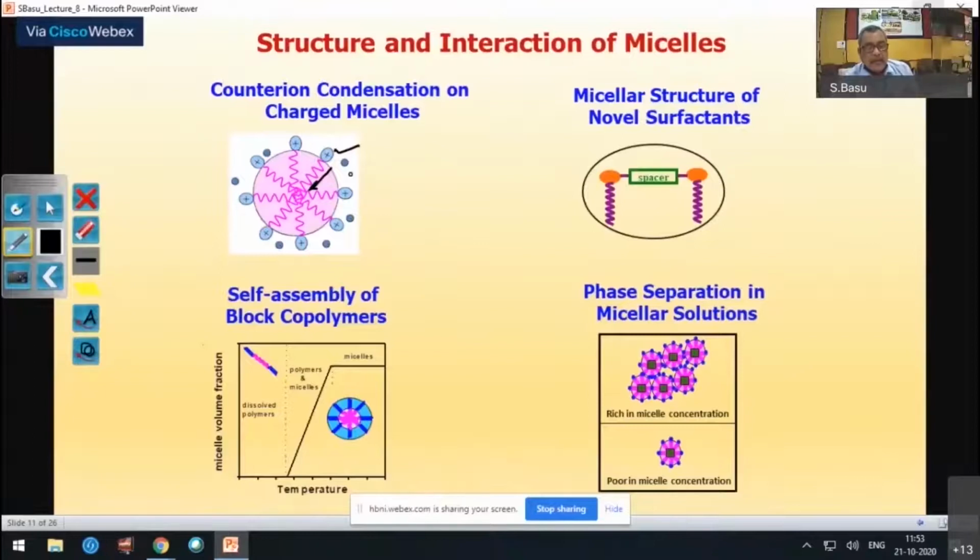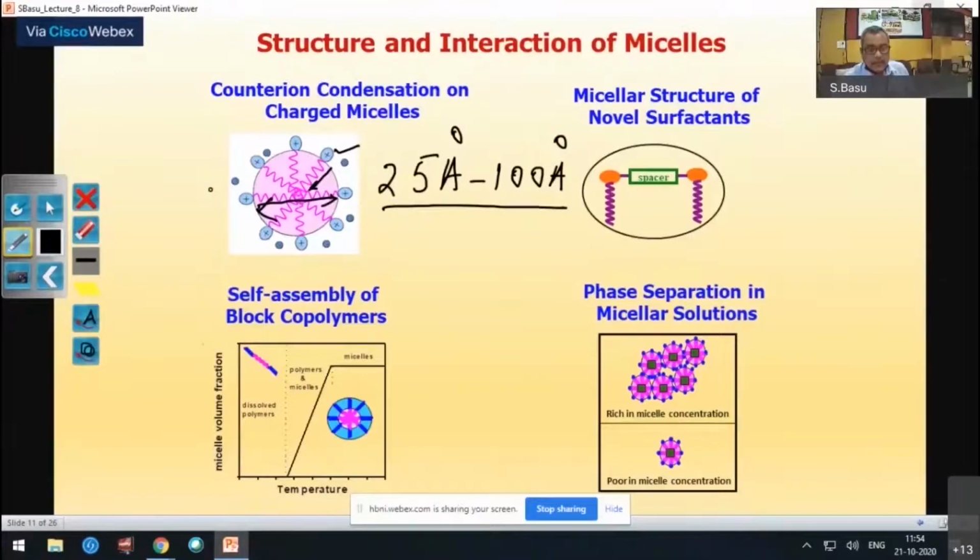Now these micelles are technologically very important material, and it is important to understand the size and structure of these micelles. And in that instrument, a large number of micellar structures were attempted. You can see that this micelle size is typically 25 angstrom to 100 angstrom length scale. So, in this length scale, if you want to probe something, then small angle neutron scattering is the only way.